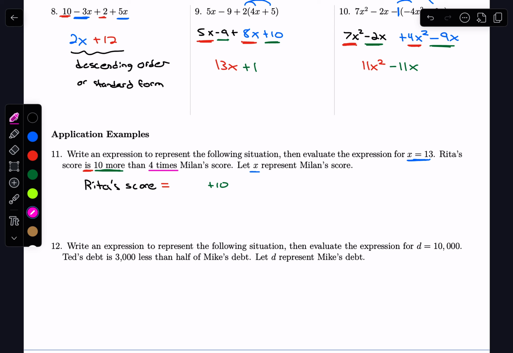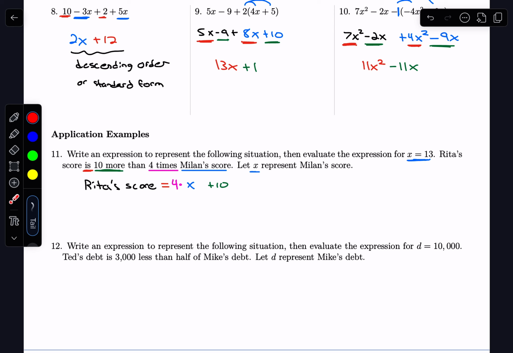So 4 times means to multiply. So we're going to do 4 multiplied by, and then Milan's score, it tells us, is represented by the letter x. So I'm going to put an x right there. And that's it. We have now modeled the situation. We're going to do 10 more than 4 times Milan's score. So again, 4 times Milan's score is 4x, 4 times x, which is Milan's score. And then we're going to do 10 more than that, which means to add 10.